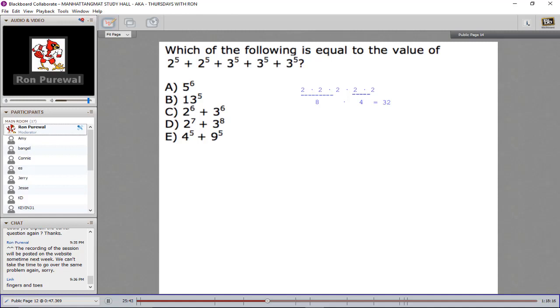And then 3 times 3 times 3 times 3 times 3, so this is 9, this is also another 9, and this is 3. So this is 81 times 3. 80 times 3 is 240, so this is 243. These are not big numbers, guys. This is very doable in a short time. So this is 32 plus 32 plus 32 plus 243 plus 243.